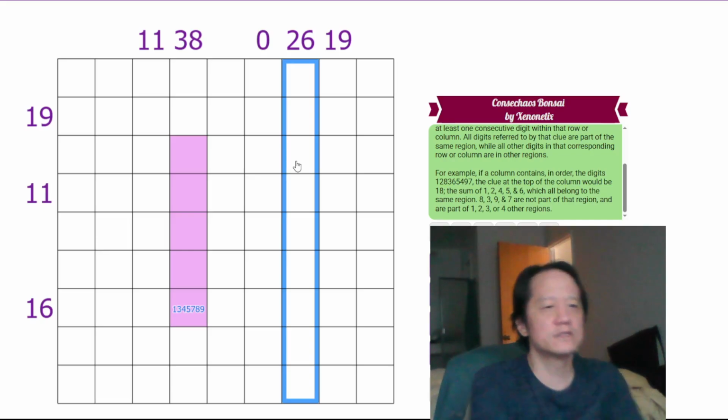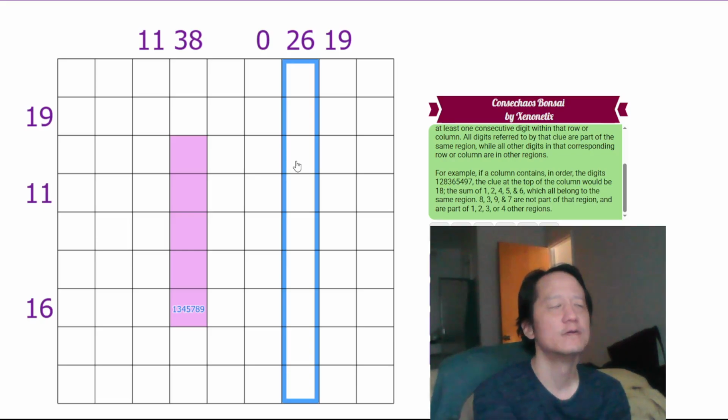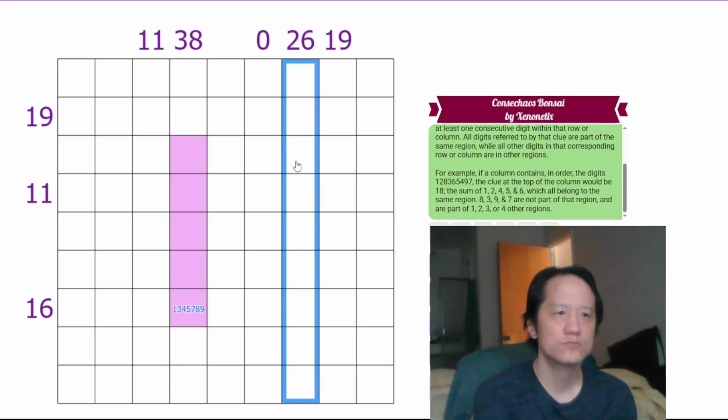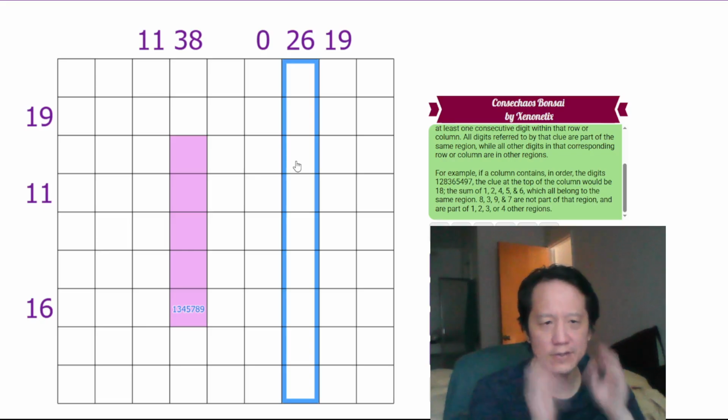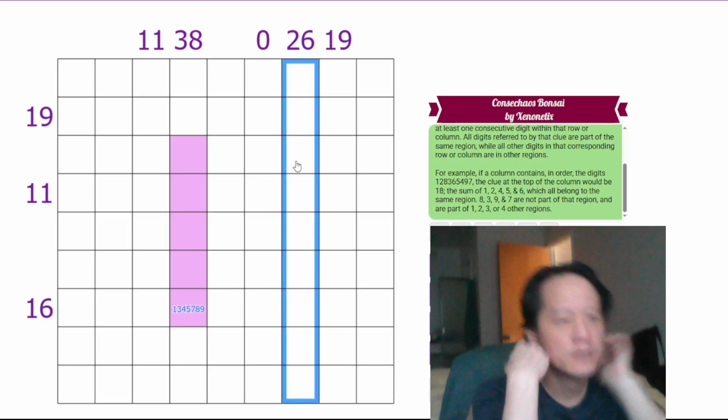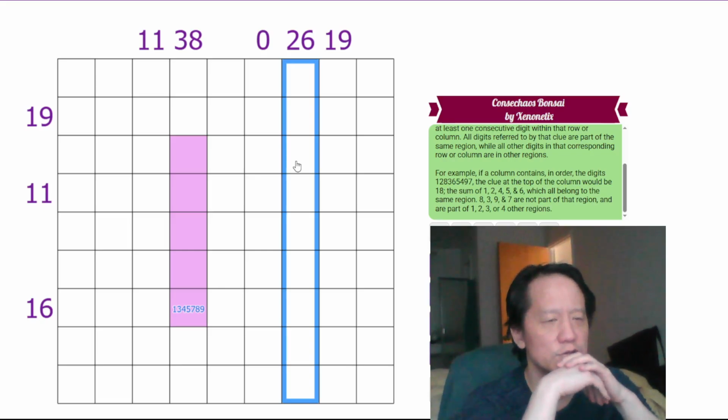Okay, 26. What else do we have? You could actually have a 1 outside. Hmm. Okay. That seems like a lot of possibilities for the 26.